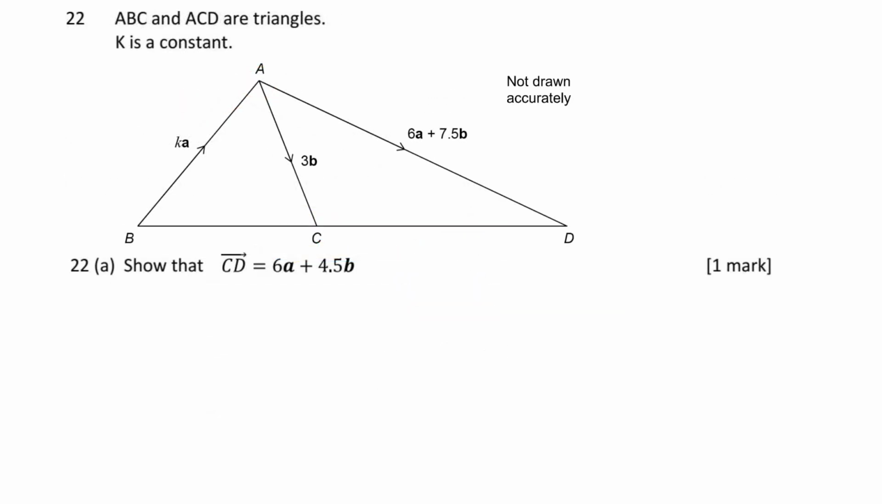Question 22. A, B, C, and ACD are triangles, and k is a constant. We've got a diagram here, and I can see I've got 3 vectors written on it. Part A says, show that the vector CD is equal to 6 lots of vector a plus 4.5 lots of vector b. Okay, well, C to D is this line here, isn't it? We need to go from there to there. Now, we don't have any vectors marked along that length, but we do have one here and one here. So we can get from C to D by going via A. So that's what we need to do.